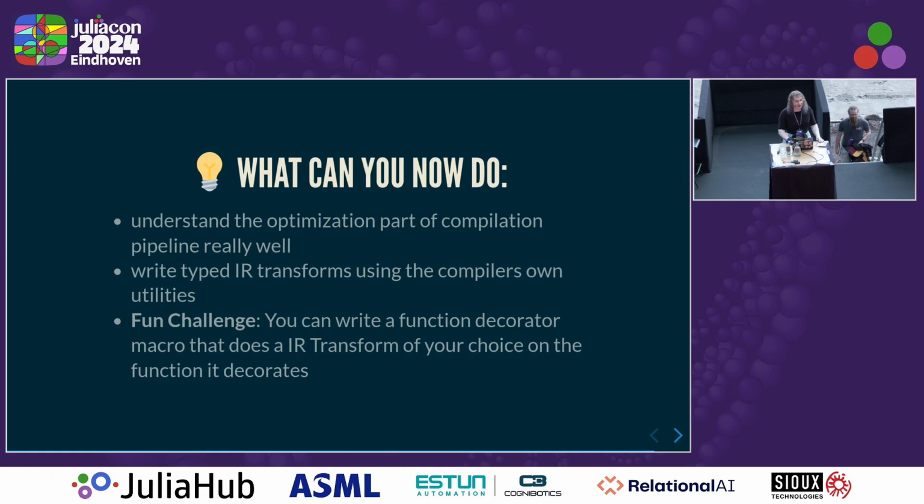To conclude, let's talk about what you can do now. You should now be able to understand the optimization part of the compilation pipeline really well. Hopefully you'll be able to write IR transformations and use the compiler's own utilities to do your own custom transformations. As a fun challenge, you can write a function decorator macro that does the IR transformation of your choice on the function it decorates. If someone does this, or wants help doing this, come bother me during the hackathon or during a break. I've done just enough code to prove you can write this as a decorator macro. It's neat. You can make a function that does more optimization than normal.